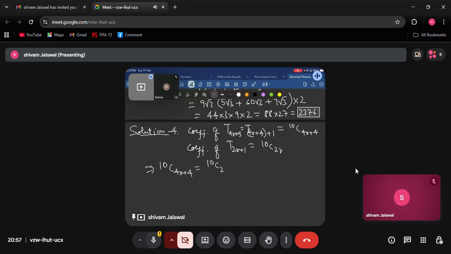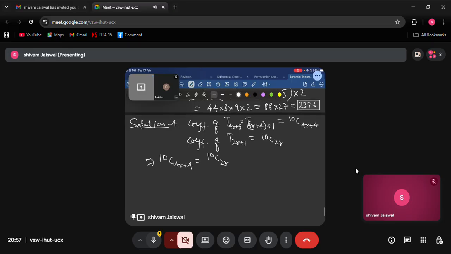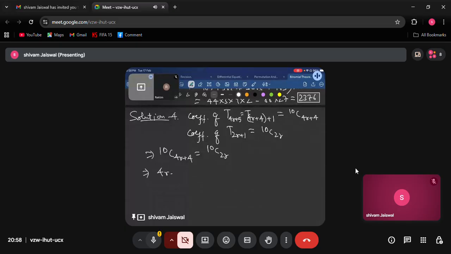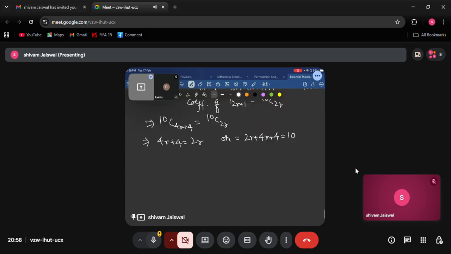Tell me, how will we calculate? This implies 4r plus 4 is equal to 2r. Right, tell me. Yes, sir. Or there is another possibility. Tell me, what is the other possibility? Shomita, Raktim, can you people tell me? Anandit, can you tell me? Sir, 2r plus 4r plus 4 equal to 10. Absolutely correct. 2r plus 4r plus 4 equal to 10. Right? This implies from here we are getting r is equal to minus 1, which is not possible.